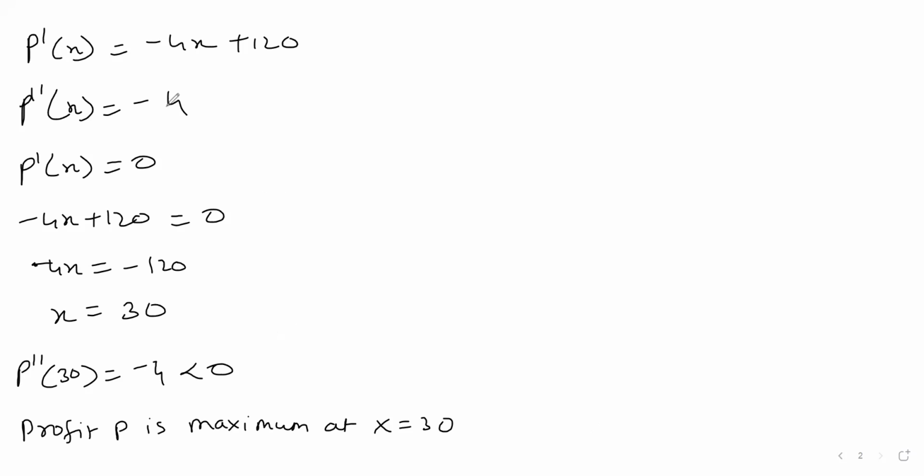So p dash of x, p double dash of x. I'll put p dash of x as 0. So x will become 30. At p double dash of 30, it is minus 4. That is less than 0. So profit is maximum at x equal to 30. So when the number of units sold is 30, then your profit is maximum.